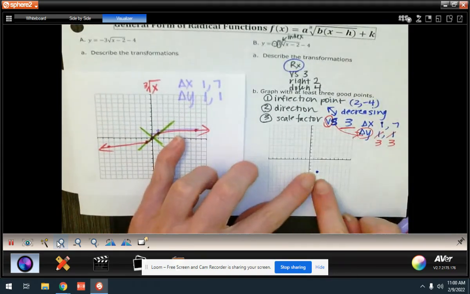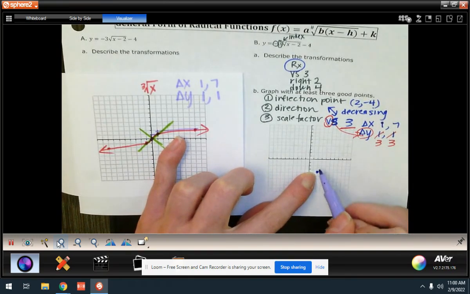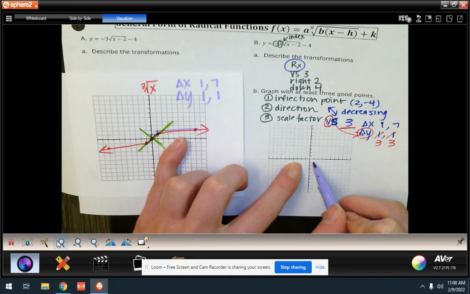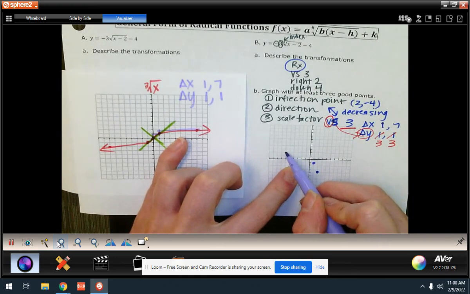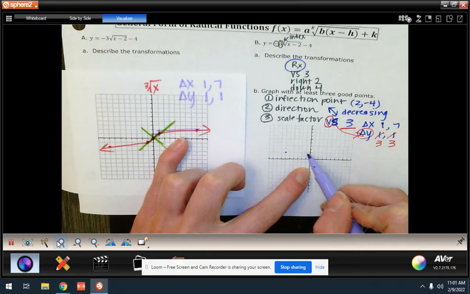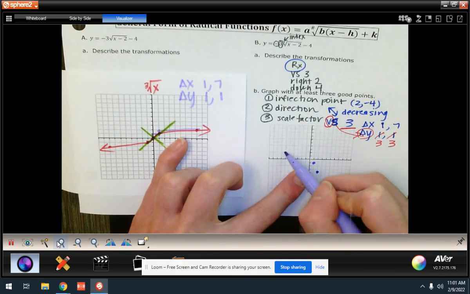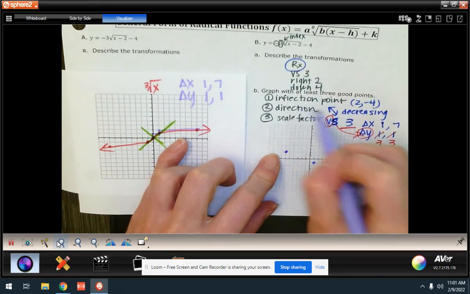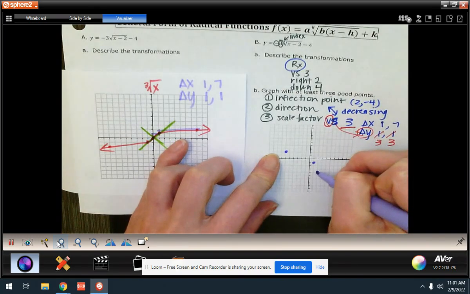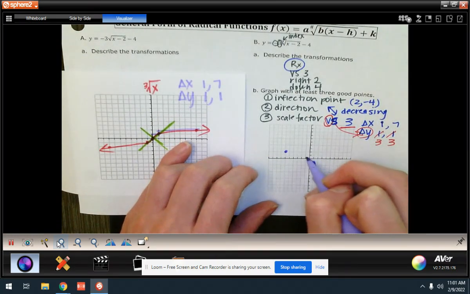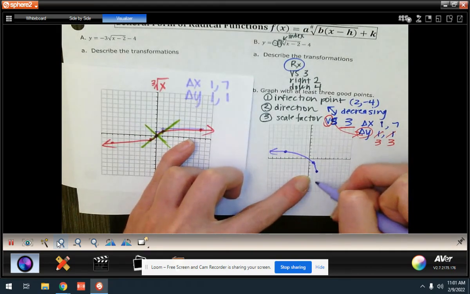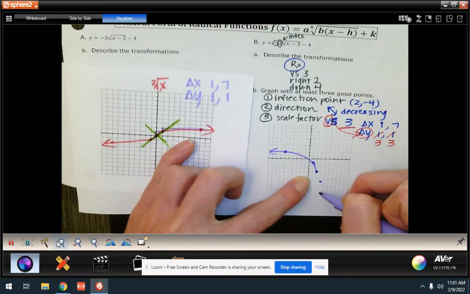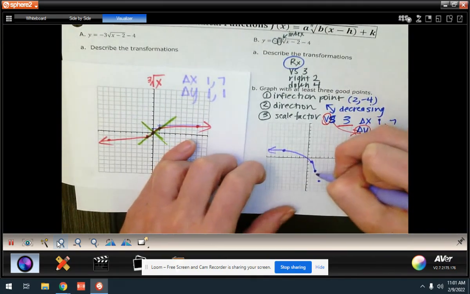From this point, we are going to go up 3, back 1, up 3, back 7. I'm going backwards because of the decreasing direction. I need a negative slope. So up to the left. Remember, treat it kind of like square root, and then we'll get the other part over here. Down 3 over 1, down 3 over 7. Barely makes it on the graph.